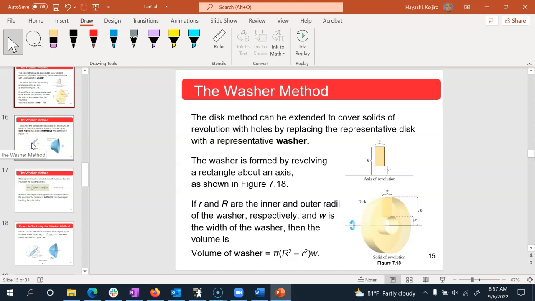You don't actually have to write all this down, by the way. All it is, it's just going to come down to a formula with an extra little r squared in it, and otherwise it's going to be the same as the disk method. Because it basically is just, if your solid of revolution has a hole in it, it's kind of like you're taking one solid of revolution and subtracting another smaller solid of revolution out of the middle.